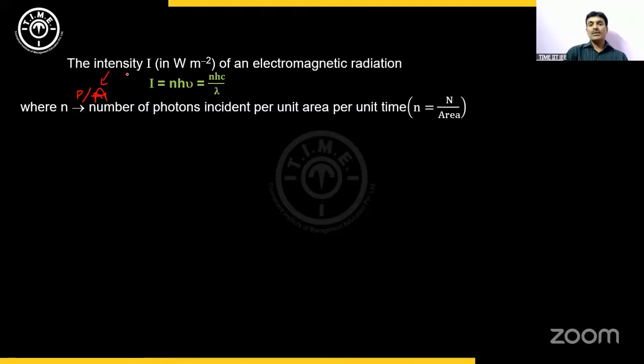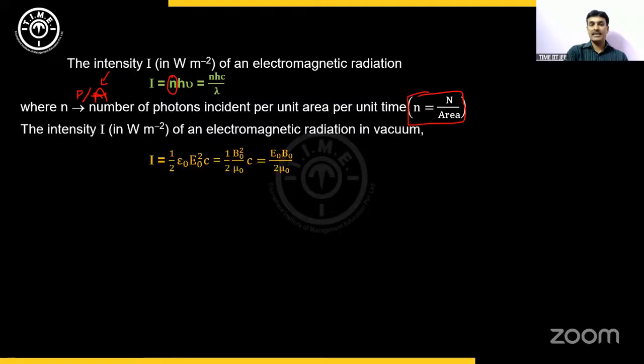Okay. Now coming to the units, it is measured in watt per meter squared. Power is watt. Power per unit area is intensity, watt per meter squared, expressed as n h nu or n hc by lambda. Here n is in lower case, whereas this n represents the number of photons incident per unit area per unit time. The relation between N in uppercase and n in lowercase is n is equal to the total number of photons divided by the area of cross section. That is the intensity of electromagnetic radiation.